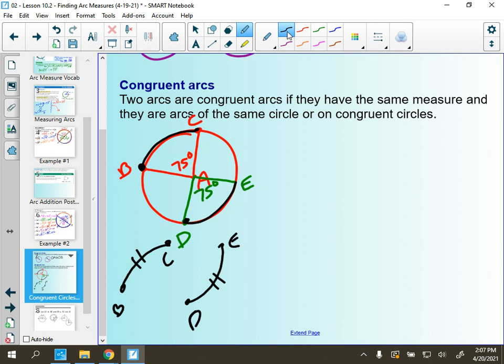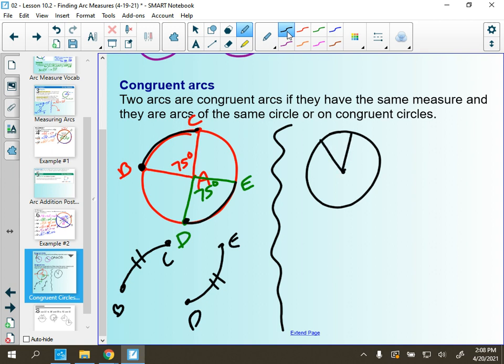All right. The second situation would be two separate circles, right? So I've got, let's do kind of a smaller one here, a 20-degree arc AB. And then I have a totally separate circle over here that has another 20-degree arc on it, arc CD.